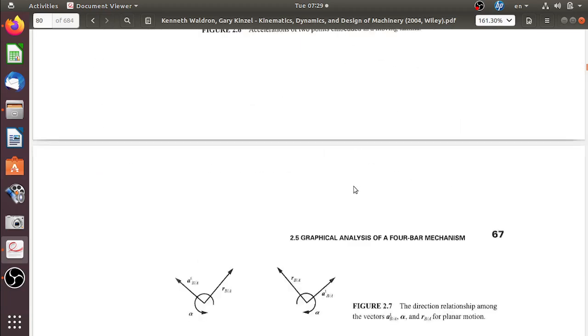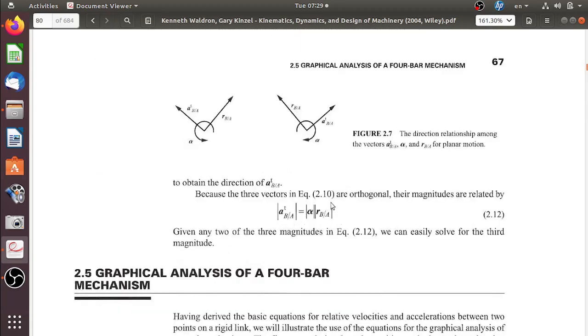And once we construct our acceleration diagram, we can calculate alpha for each link using this equation. It is the same as our calculation of omega using relative velocity. Here we are going to calculate alpha using the relative tangential acceleration component. We will use this equation, and we will see that.